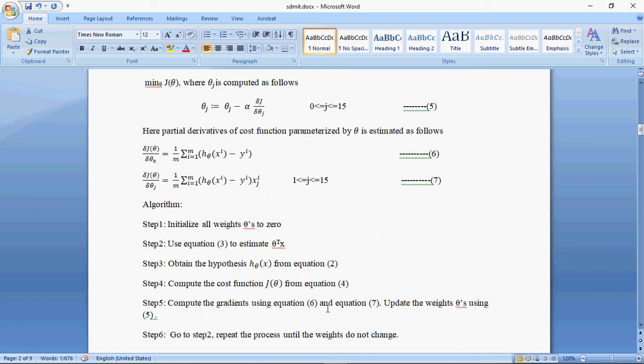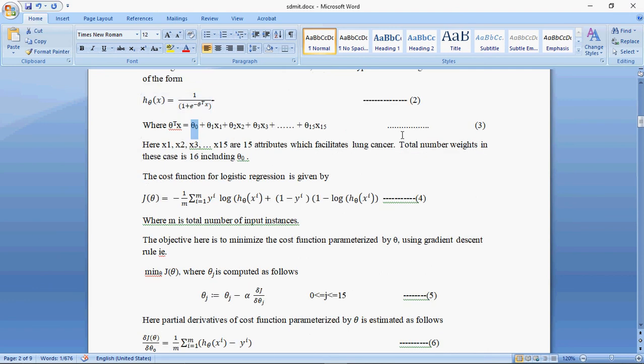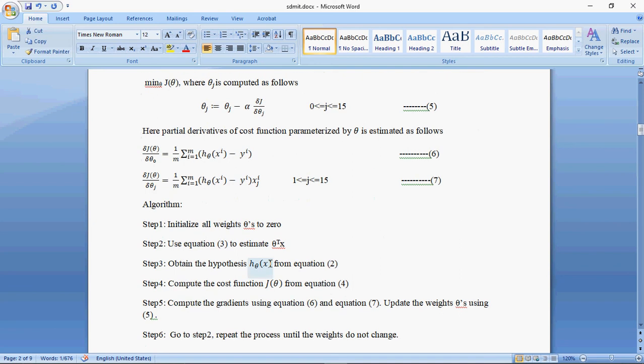Then compute the cost function j of theta from equation 4. Then compute, so let me go back here. So equation 3, you estimate theta transpose x, as told. Step 3, obtain hypothesis, is given here. So estimate equation 3, then estimate equation 2. First you set thetas to 0, so 3 steps done. Then compute the cost. So how do you measure the cost? To estimate the cost we require the hypothesis and the output. So we obtained h theta, now we know what y is, so definitely we can compute the cost function j.